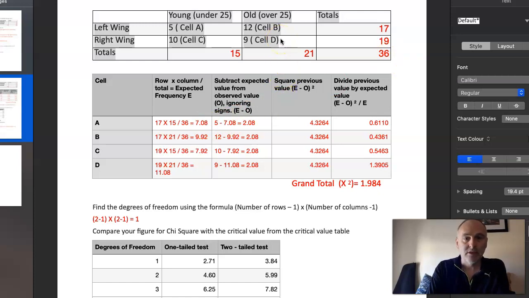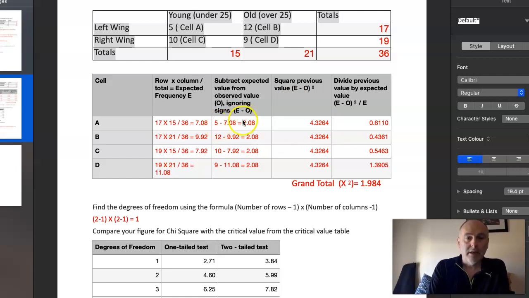Let's go to cell D, just to truncate this a little bit for you. For cell D, the row total is 19, times 21, divided by 36, and that equals 11.08. Now we've got our expected frequencies, we're good to go. That is the most fiddly part of it.